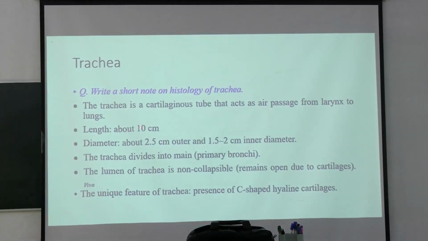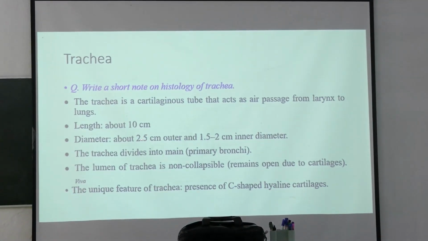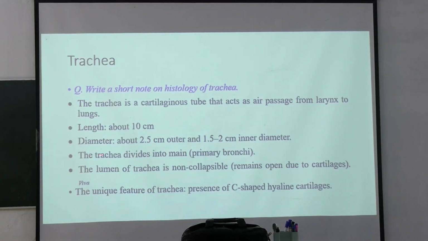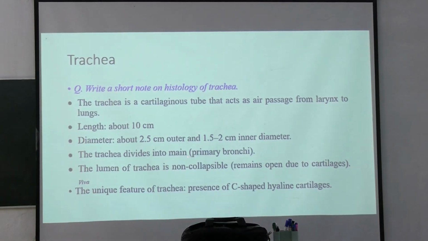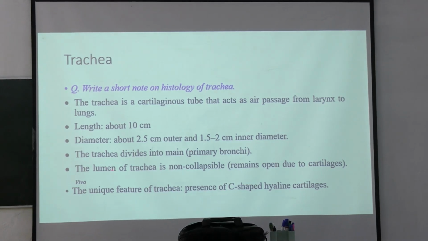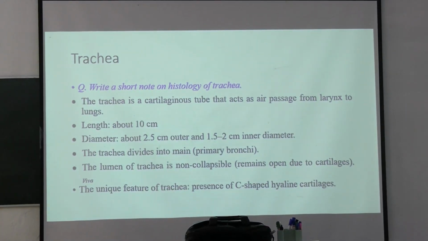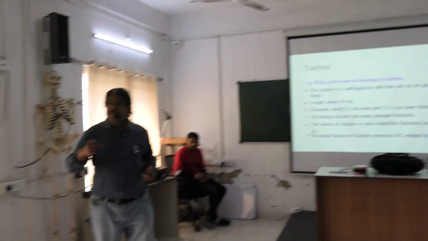Length is 10 centimeters, diameter 2.5 centimeters outer and 1.5 to 2 centimeters inner diameter. The trachea divides into main primary bronchi. The lumen of the trachea is non-collapsible, remains open due to cartilages. So it does not collapse, because it has cartilage.